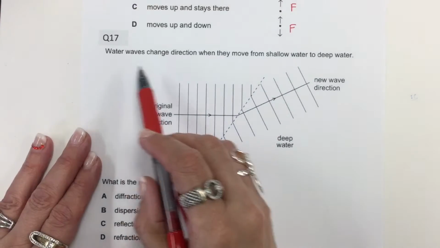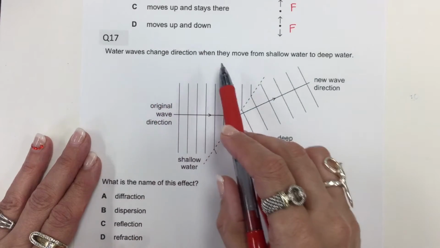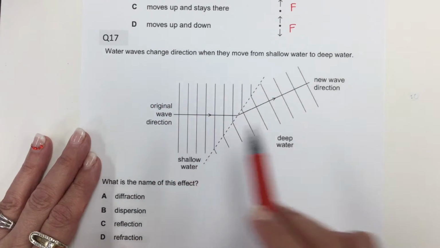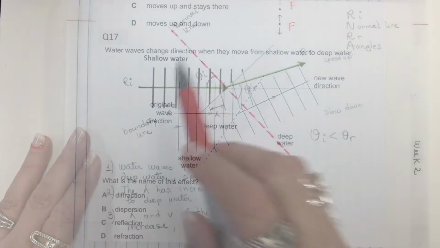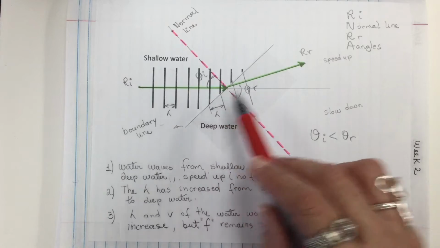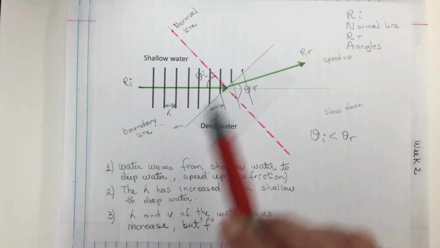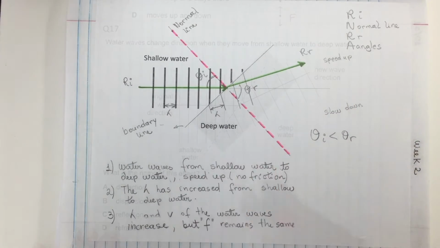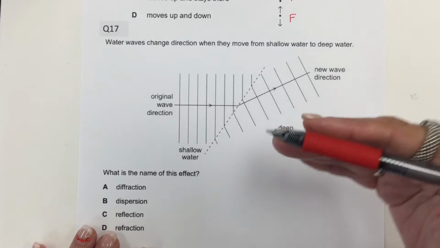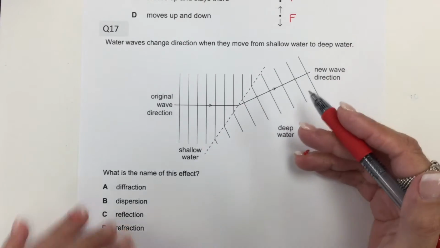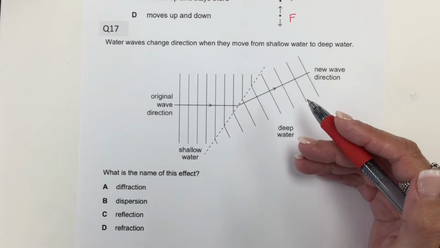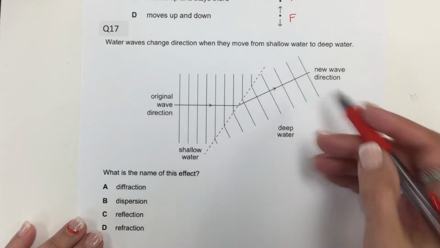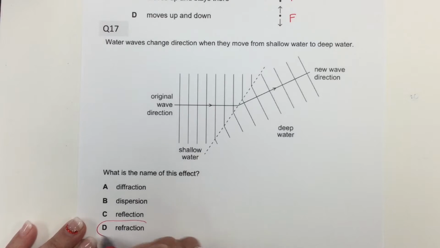Question 17. Water waves change direction when they move from shallow to deep water. What is the name of this effect? So now we have from shallow to deep. So this is called refraction of water. Every time a wave changes direction because it is slowing down or speeding up, that is a refraction property. So here it will be refraction.